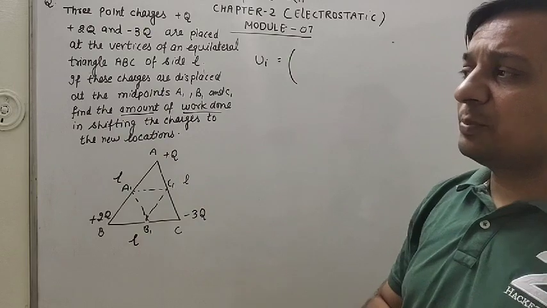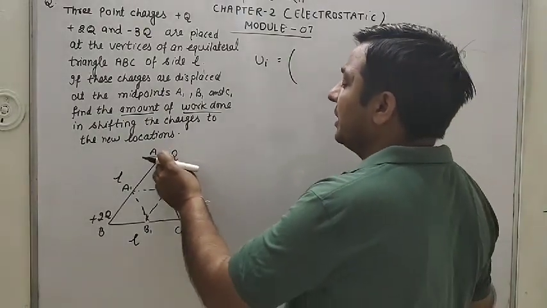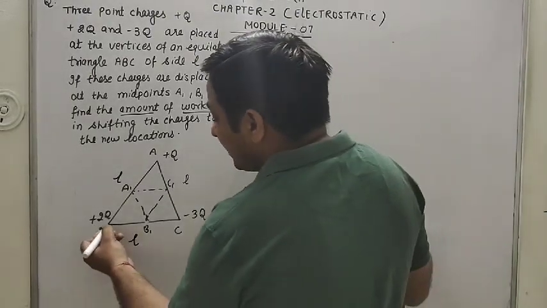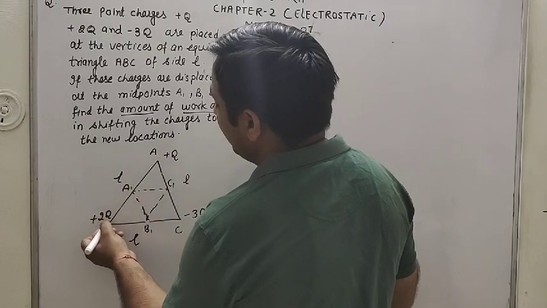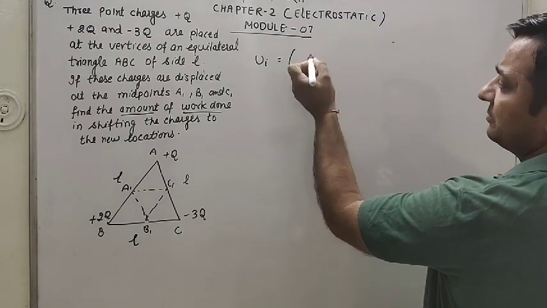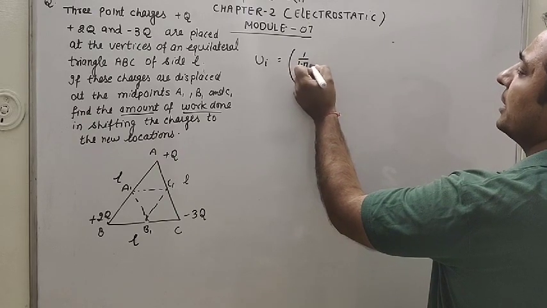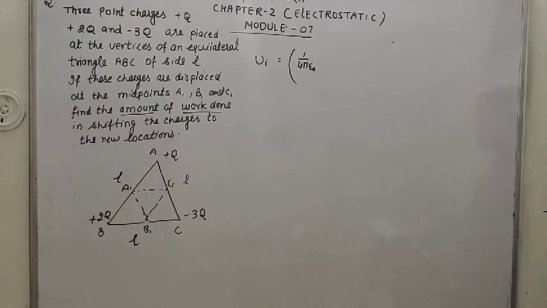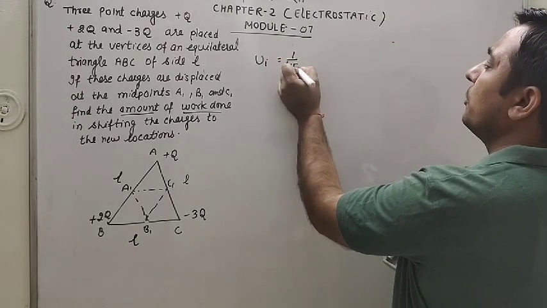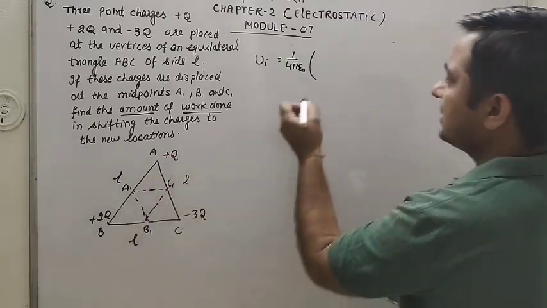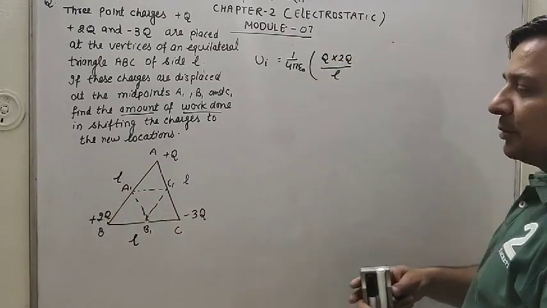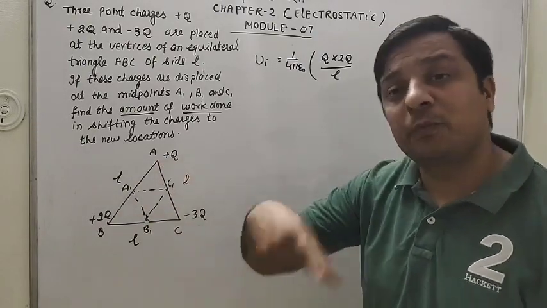First, we bring the charge plus Q. When we bring the first charge, no work is done. Now when we bring another charge, plus 2Q, to the location of B, there is a potential due to A at point B, so work is done, and that work is 1 by 4 pi epsilon naught, which we can take common, times Q and 2Q over the distance L, because this charge is brought into the potential of the first charge.